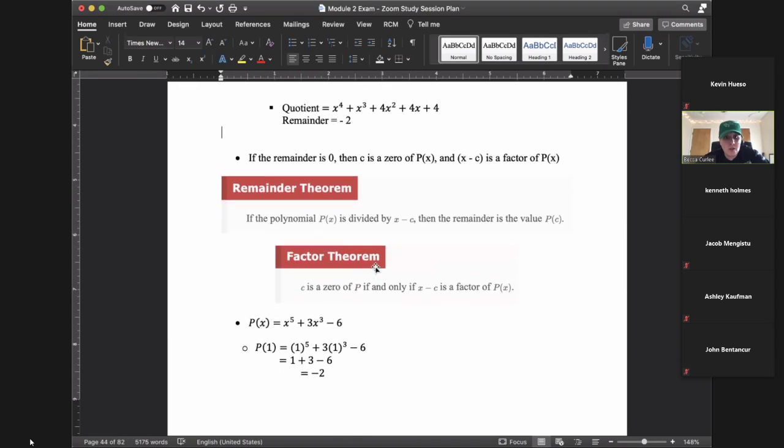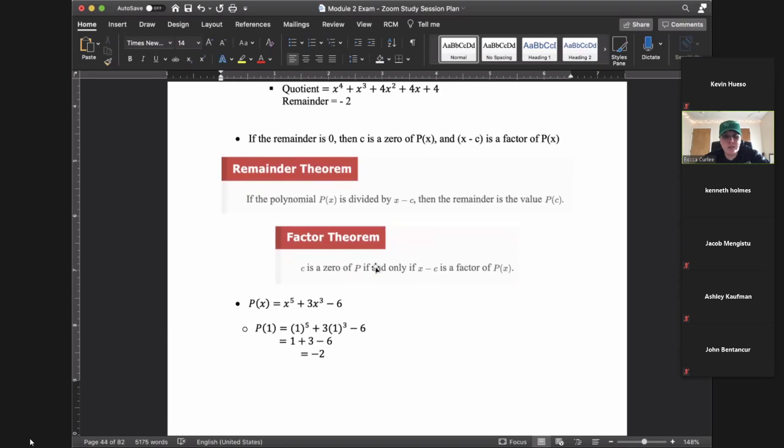All right, so the remainder theorem. I don't really know if we're ever going to have to use this, but it's just kind of cool, I guess. If the polynomial p of x is divided by x minus c, then the remainder is the value p of c.